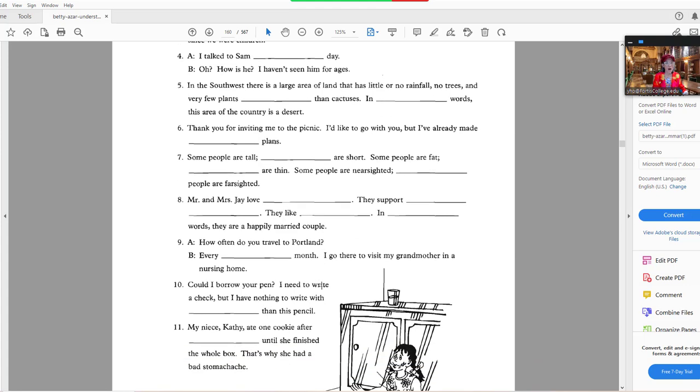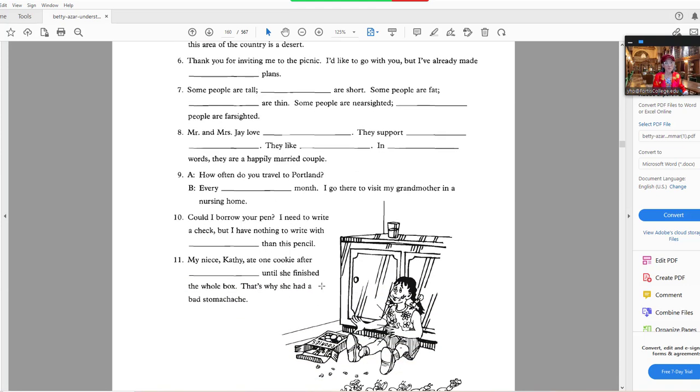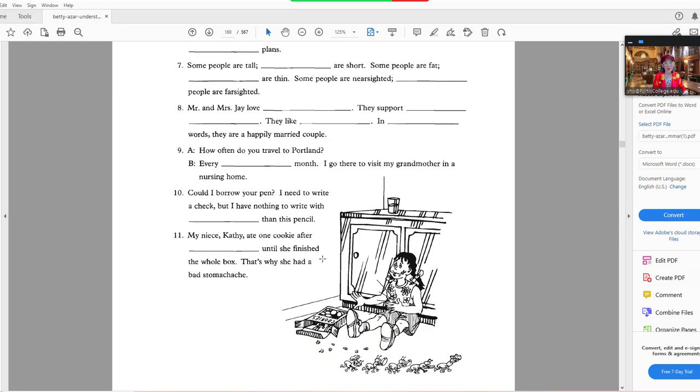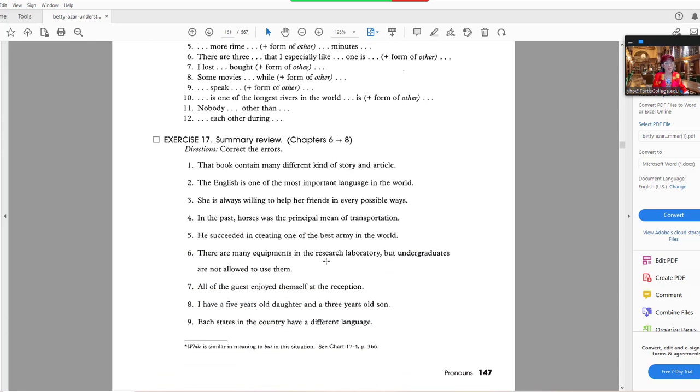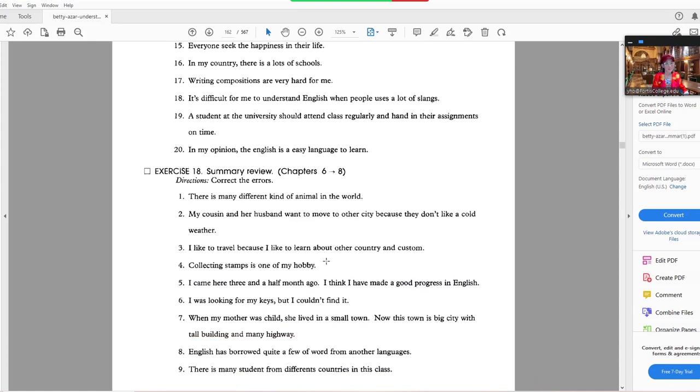How often do you travel to Portland? Every other month. I go there to visit my grandmother in a nursing home. Could I borrow your pen? I need to write a check, but I have nothing to write with other than this pencil. My niece Kathy ate one cookie after another until she finished the whole box. That's why she had a stomachache. So that's the picture. I used to do that as a kid, by the way. So here's more about each other and other.